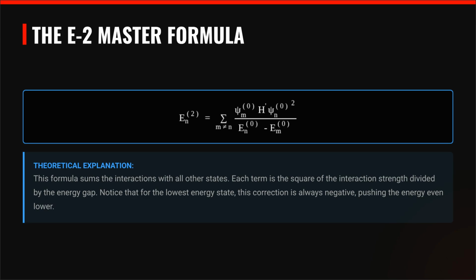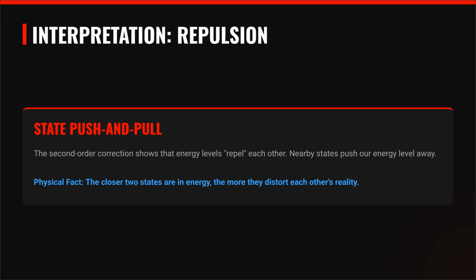Each term involves the square of the interaction strength divided by the energy gap. For the ground state, this correction is always negative. This correction shows state push and pull, meaning energy levels repel each other. The closer two states are in energy, the greater the distortion and repulsion they exert on one another.